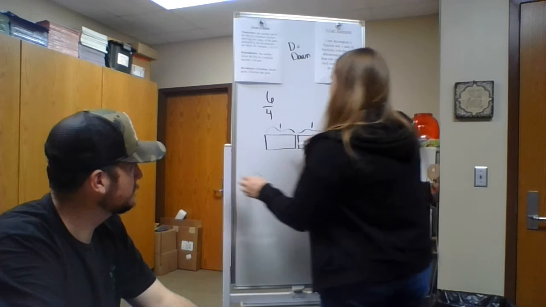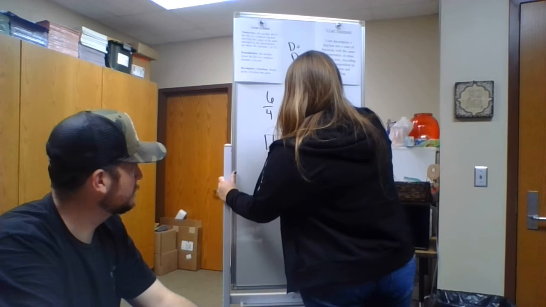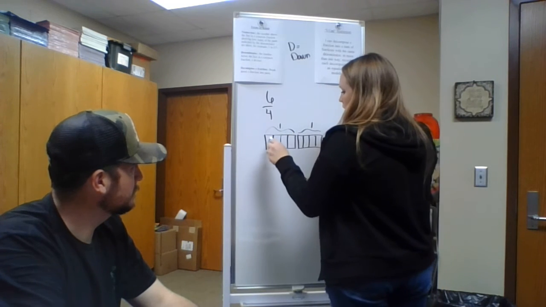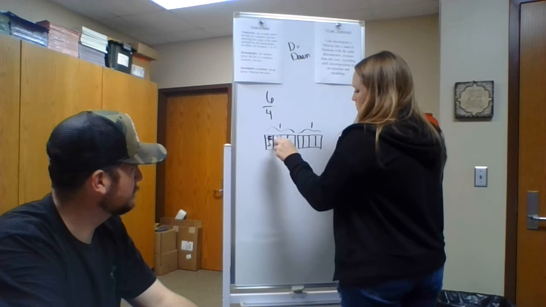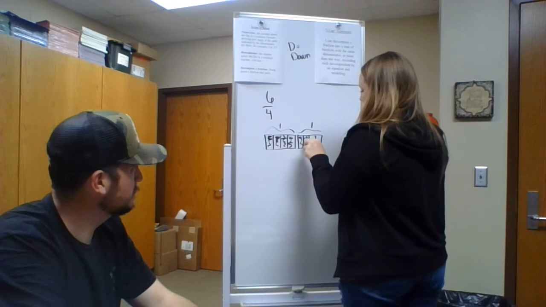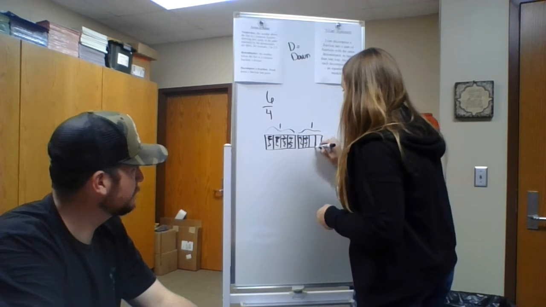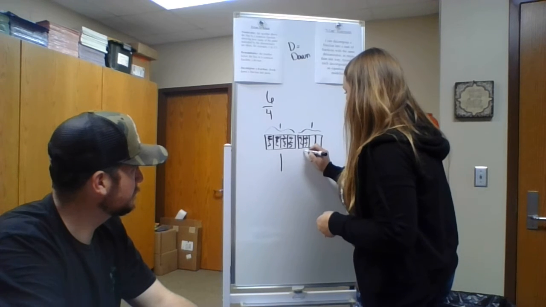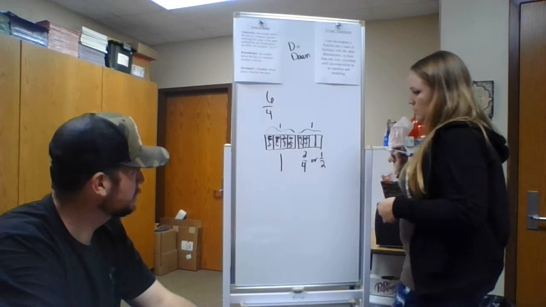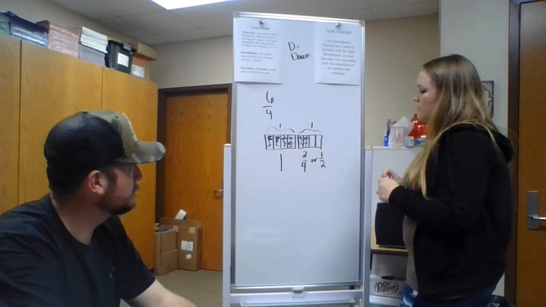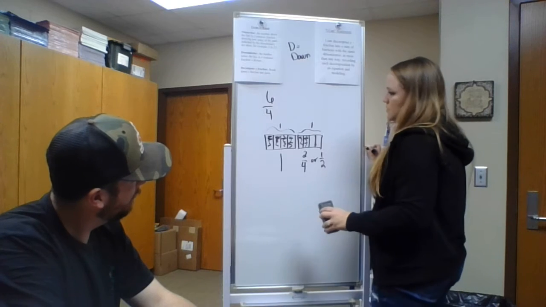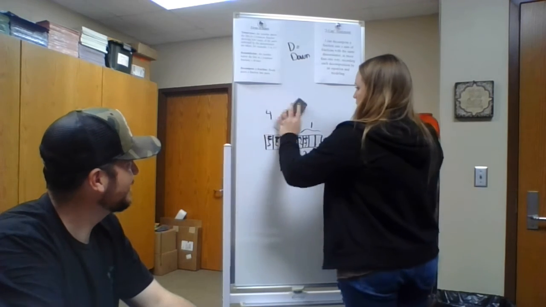Okay. So then we're going to break our model down into 4ths. You can see that. And then I'm going to shade in 6 of them. So you can see that. That's another way that you can see that it is going to be 1 and 2/4 or 1 and 1/2. Okay. So the model, I want you guys to do that for sure so that you can see it on there as well. You have any questions on that one? No, that makes sense. Okay.